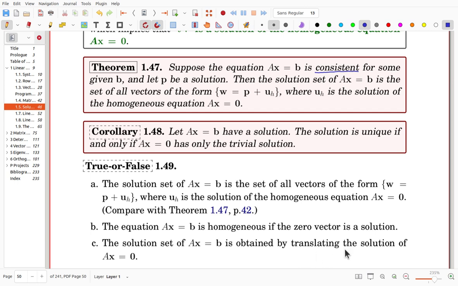So it is false. Through these true or false problems, I hope you can get a more thorough grasp of the concepts for linear algebra. Okay, that's the end of the section. Thank you.